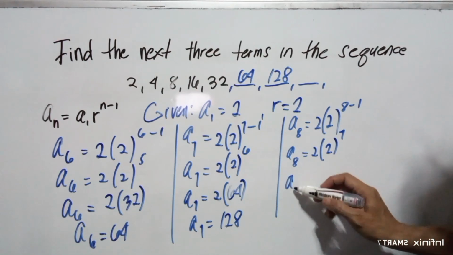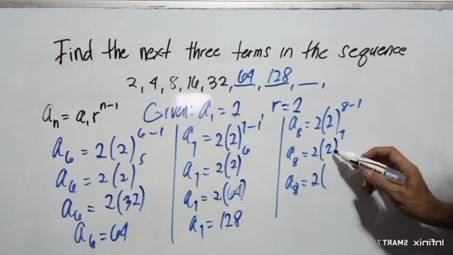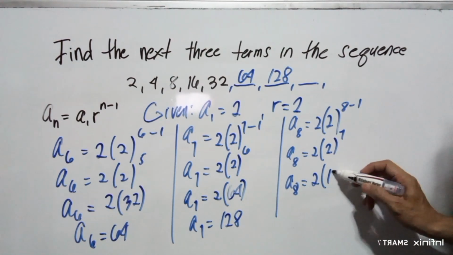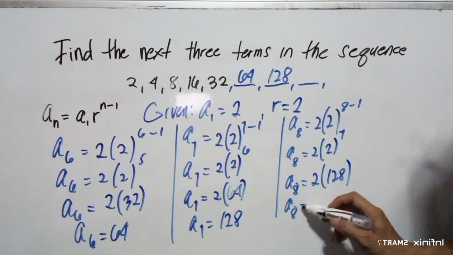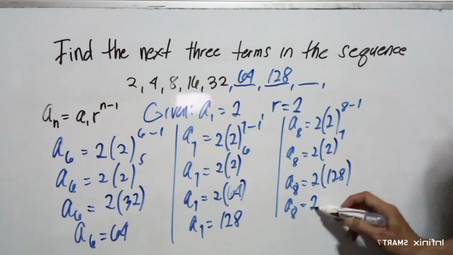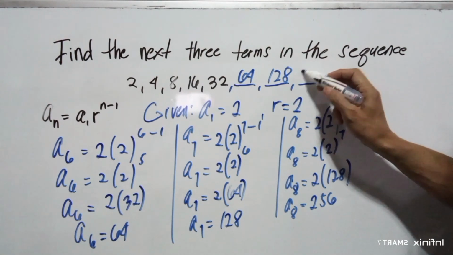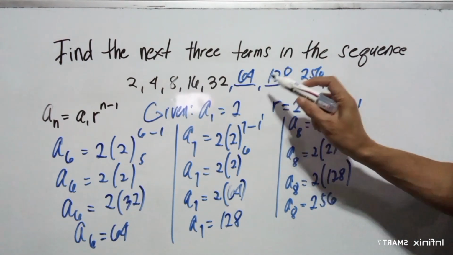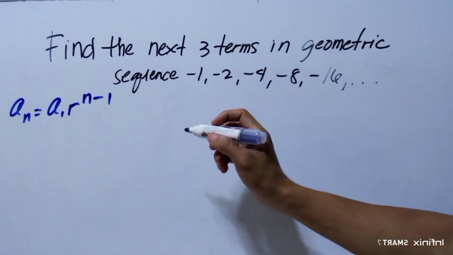Okay, so a sub 8 equals 2 times, multiply natin si 2 7 times. So magiging 128 yan. Okay, so a sub 8 equals 2 times 128, that is 256. So pang 8th term is 256. So ito na yung next 3 terms na ating hinahanap. Okay, we will solve this one.